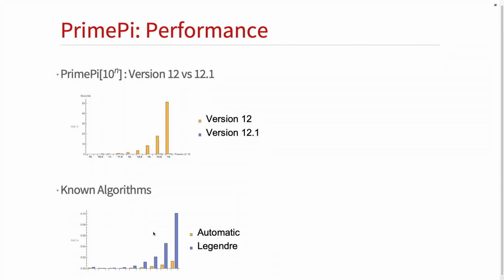And here is just the comparison between the automatic method and if you use a custom method like the Legendre method. So you see the difference.